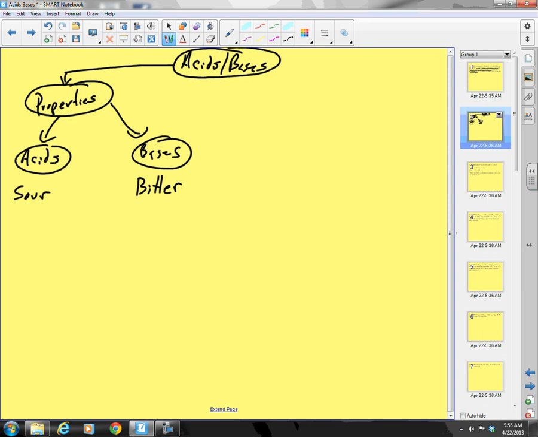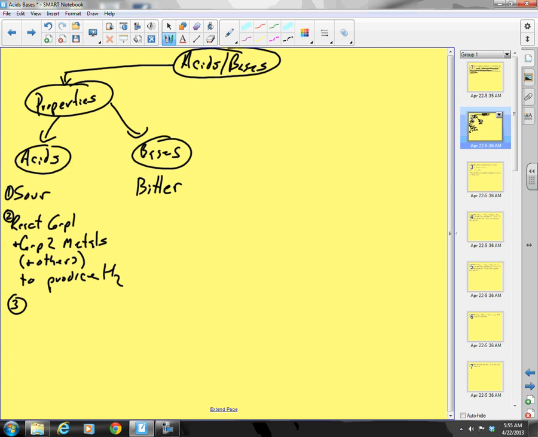What else about acids? Well, they're going to react, as we know well, with group 1 and group 2 metals, sometimes other metals as well. You know, any metal above the hydrogen in our activity series, right? The acid will react with group 1 and group 2 metals and others, but not all, to produce hydrogen gas, right? So number one, acids are sour. Number two, they react with group 1s and other metals to produce hydrogen gas.